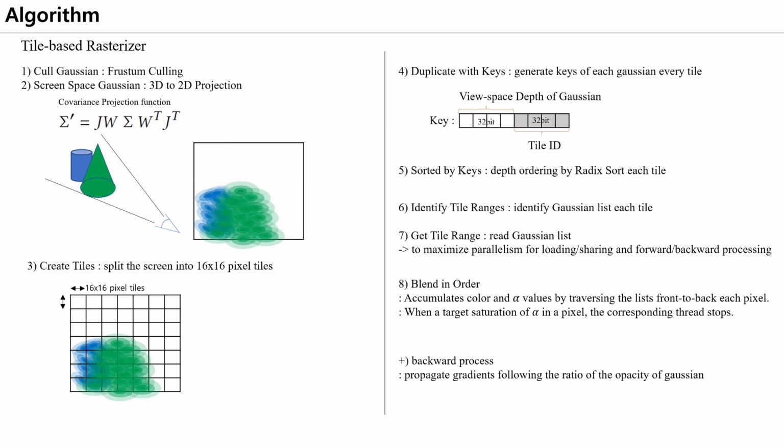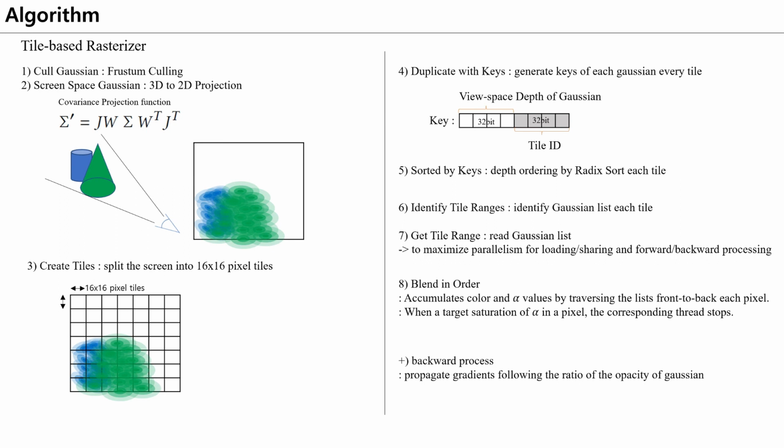In screen space Gaussian, it projects the 3D Gaussian onto the 2D image plane at one distance away from the camera position. Here, the projection is converted from the world coordinate system to the camera coordinate system, and then from the camera coordinate system to the image coordinate system. Since the conversion from the camera coordinate system to the image coordinate system is a non-linear transformation, the Jacobian is used to change the form to a linear transformation in an infinitesimal area. It's defined as J. And W is the world to camera transformation, which is a linear transformation.